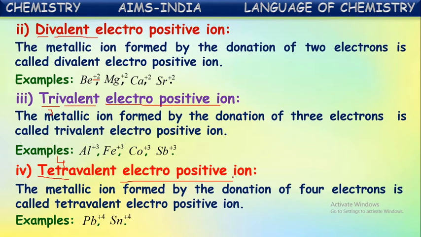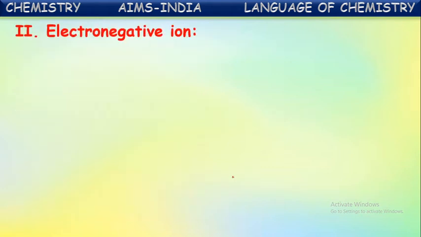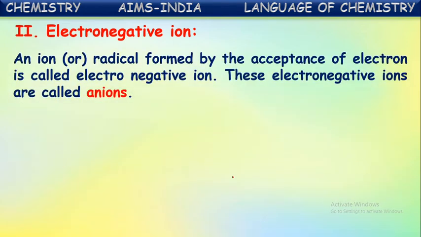Okay, next, electronegative ions. When do elements get a negative charge? By the gain of electrons. So, an ion or radical which is formed by the acceptance of electrons is called an electronegative ion. These electronegative ions are also called anions. Electropositive ions are called cations. Electronegative ions are called anions.